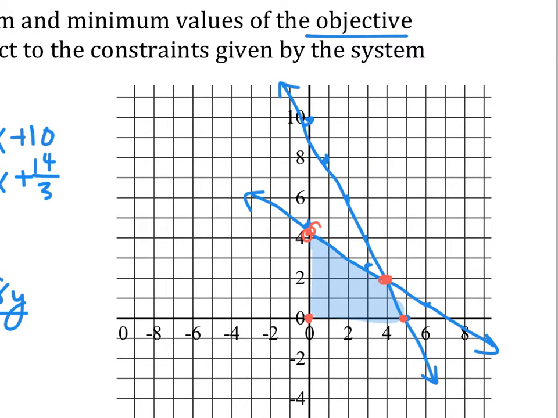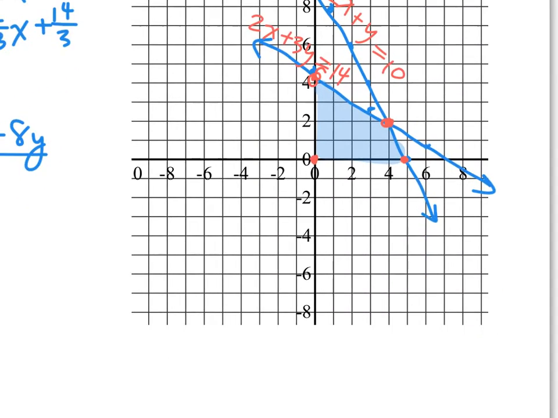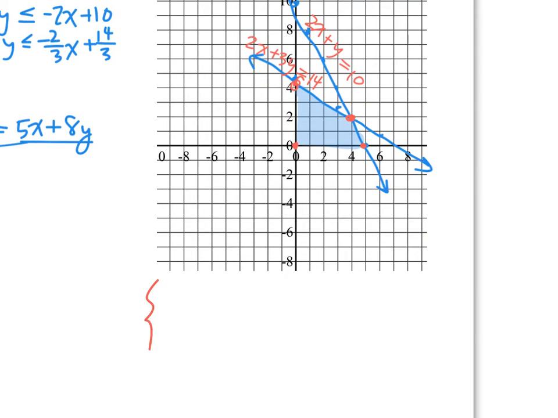So remember that your boundary lines for these inequalities were actually from these equations. So this one is 2x plus y equals 10. This one is 2x plus 3y equals 14. And that point where they intersect means when the equations are equal to each other. So then we can just use a system of equations to solve. Okay, so that means when is 2x plus y equal to 10 equal to 2x plus 3y equal to 14.